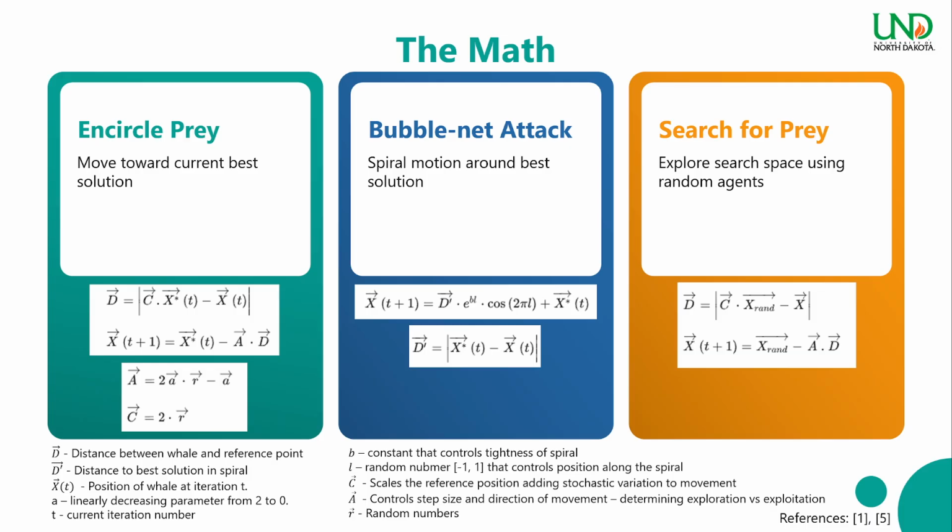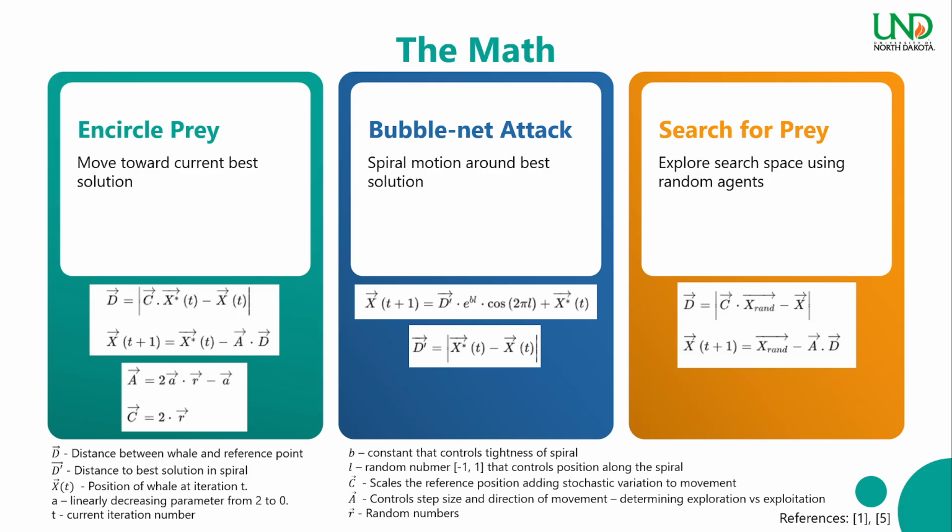So instead of moving directly towards the best solution, as you do in a lot of other search functions, the agent's moving around it. So that helps refine solutions locally once the algorithm has identified a good region to search. And then on the far right here, we have the searching phase. That's where the agent's moving relative to a random agent instead of the best one. So that allows the algorithm to explore new areas of the search space to avoid getting stuck at local optima.